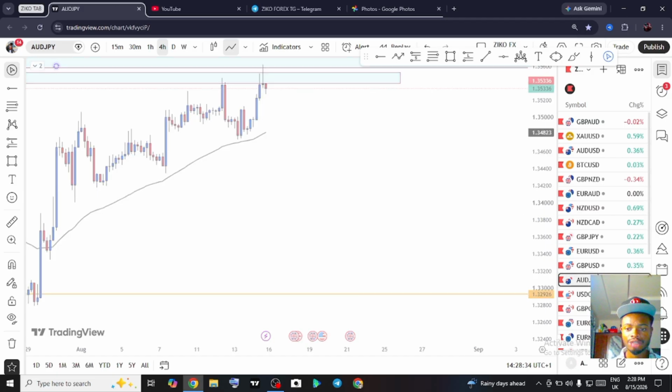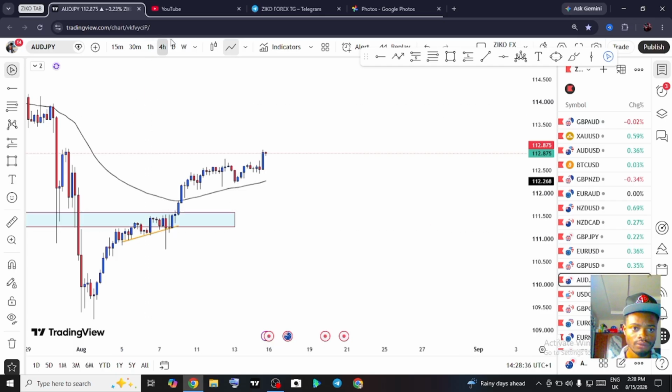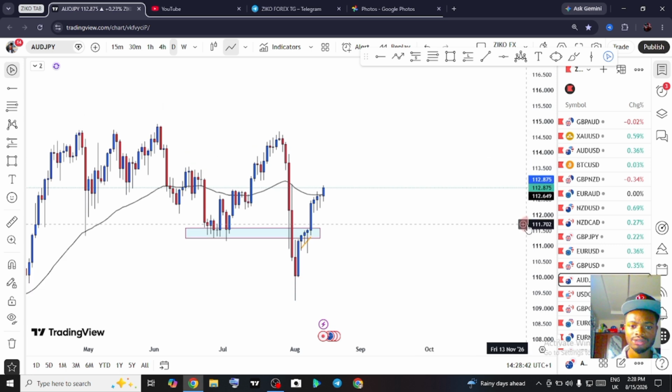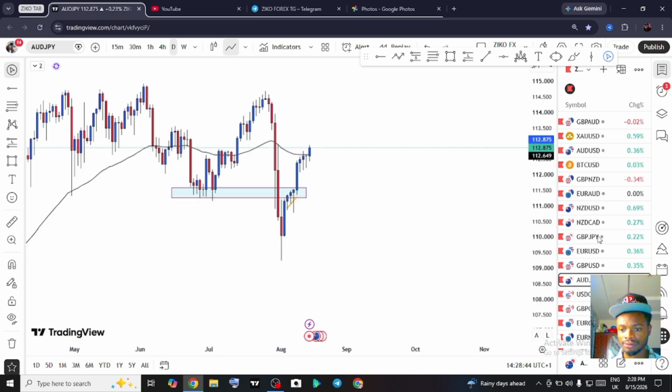GBPAUD, JPY. Again, I think JPY pairs are pretty much similar, right? For now, there's nothing to really do on JPY pairs.